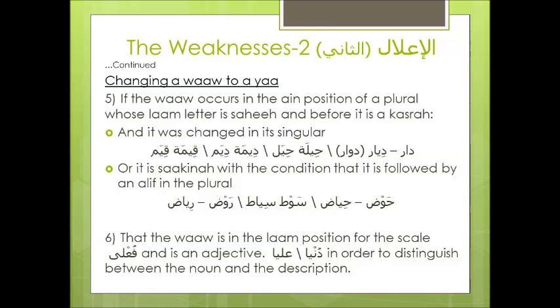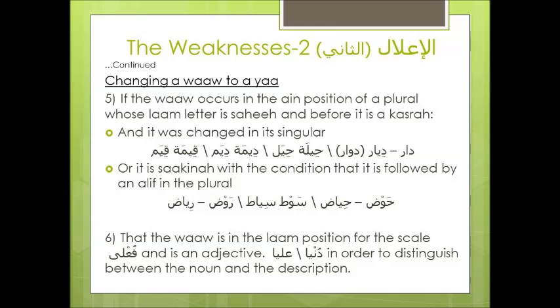Additionally, if the waw occurs in the ayn position of a plural whose lam letter is sahih, and before it is a kasra, and it was changed in its singular, as in qima, qiyam, dima, diyam, khila, khiyal, and dar, diyar. Or, it is sakina with the condition that it is followed by an alif in the plural, as in riyad, siyad, and hiyad.